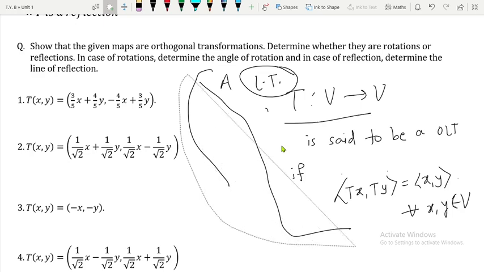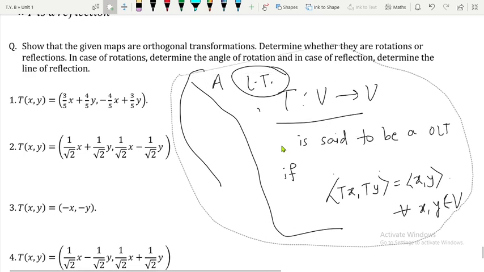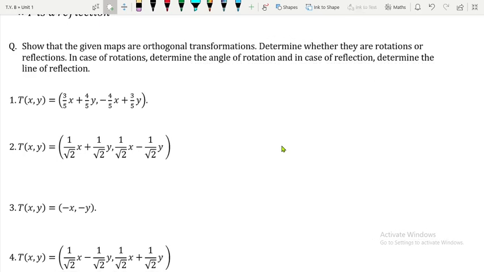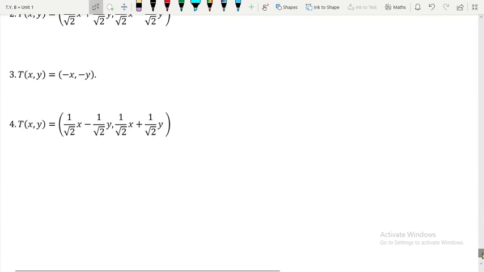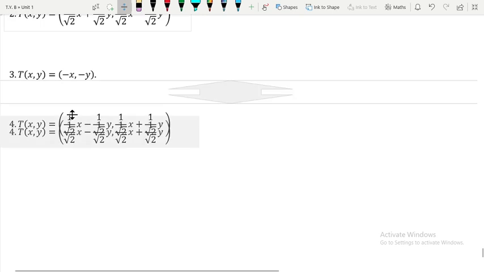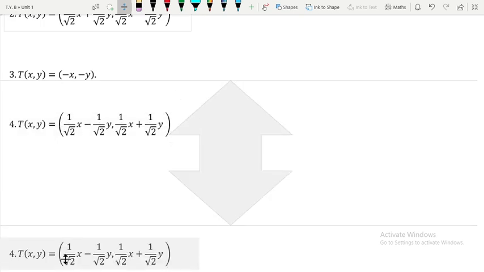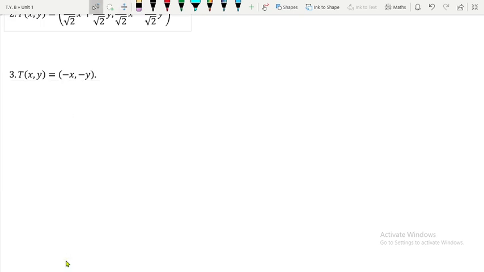So first of all I will erase this. I will go for the third example because it will not consume time. The idea is the same for all the examples. If you understand one, then you can do the rest.